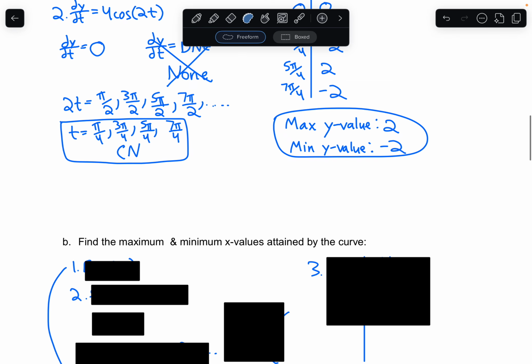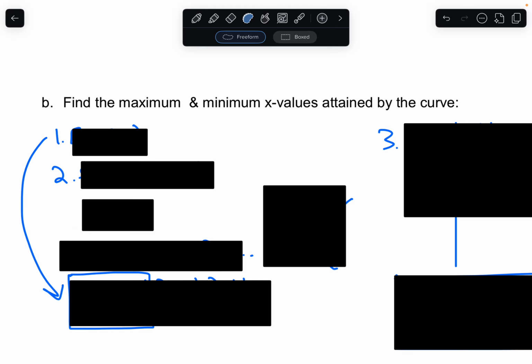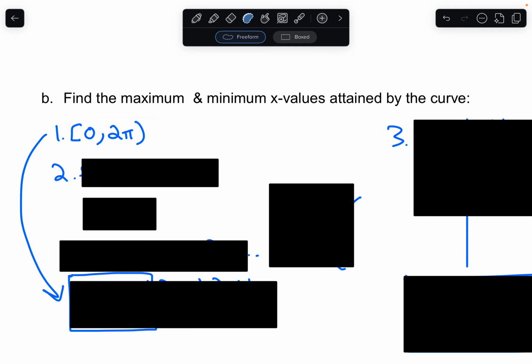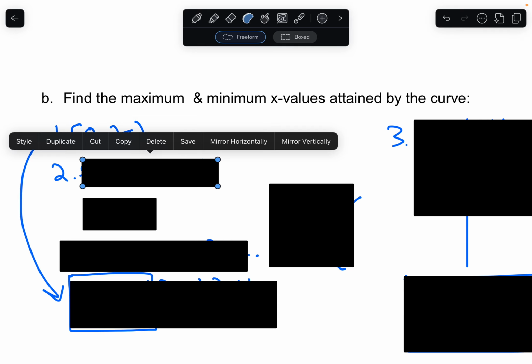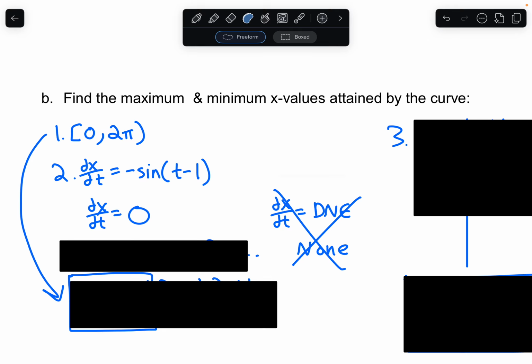Okay, example 3, same idea, max and min x values. Feel free to pause, try it yourself, and then come back and hear my explanation here. So step 1, again, domain does not change. That's nice. Max and min x values, we need to find dx dt, set it equal to 0, set it equal to does not exist.